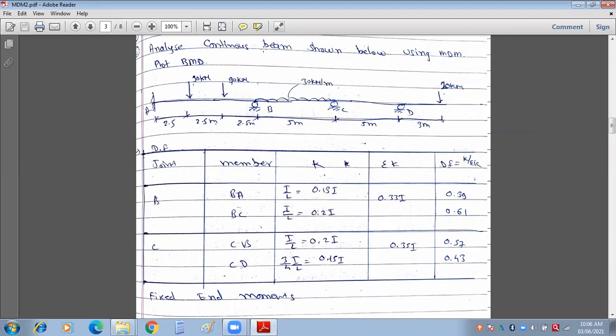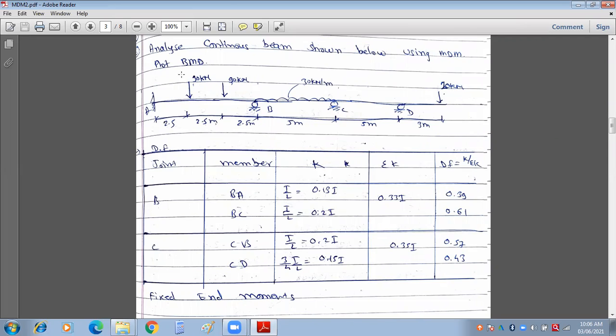Analyze the continuous beam as shown in the figure using the MDM, the moment distribution method, and plot the BMD. If you see in this figure, there is one continuous beam along with an overhang: members AB, BC, CD, and for the D end there is one overhang.